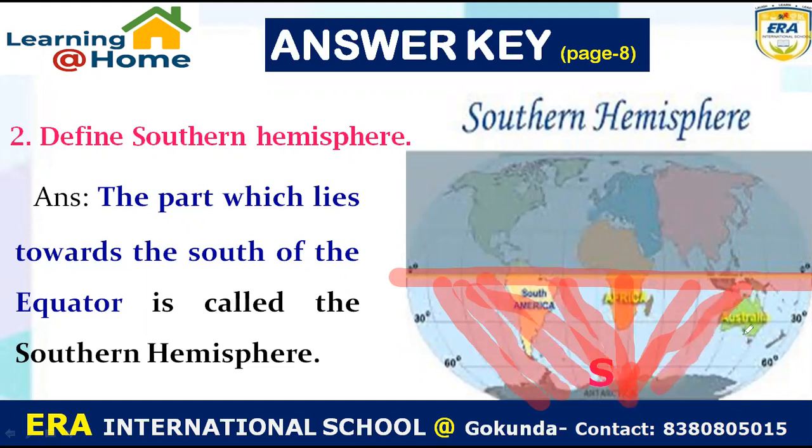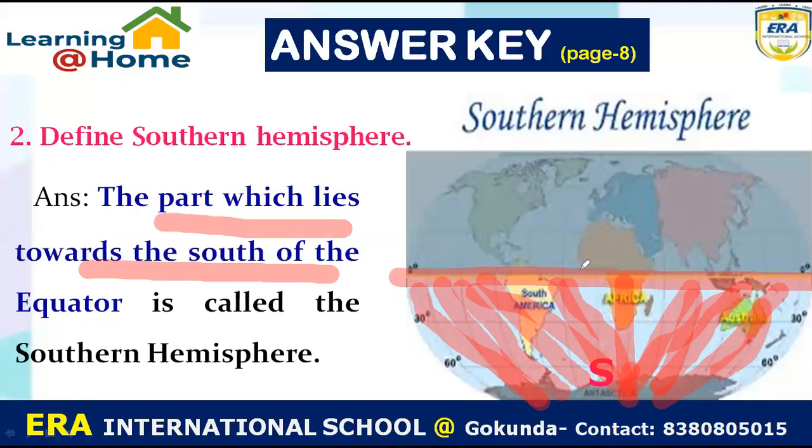Hemisphere means half circle. Well, total is the sphere, and half is the hemisphere. So understand? It is called the southern hemisphere. What is the southern hemisphere? The part which lies toward the south of the equator. So this is the equator, and the south side of the equator, the part of the earth located there, that is called southern hemisphere.